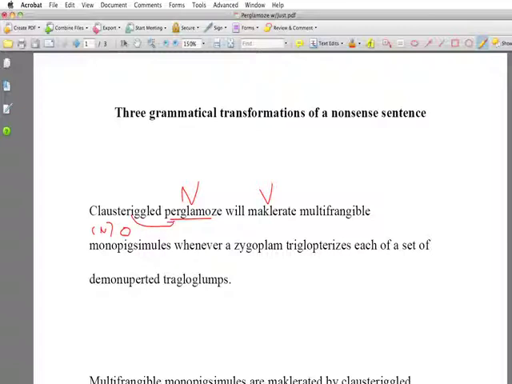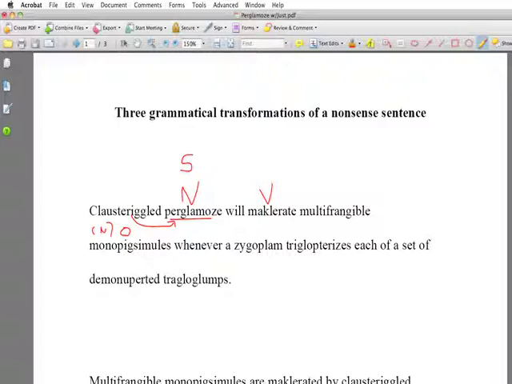Clostrigal is an adjective modifying perglamos. This is the subject of the opening clause. This is the verb. So we know that perglamos maclerates monopixamules. You know who does what to whom, just at the grammatical level. And even though these words mean nothing to you, there's meaning in the grammar. And it's that meaning in the grammar, that technical ability to recognize the subject, the verb, and the object, that's your key analytical skill, your technical skill.